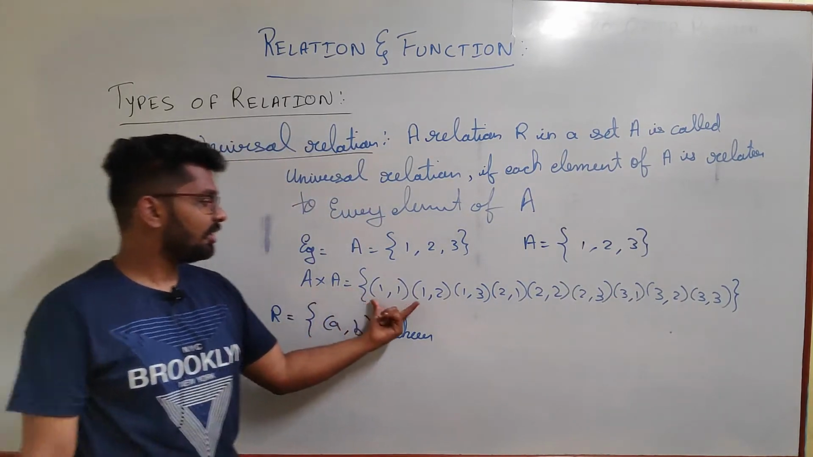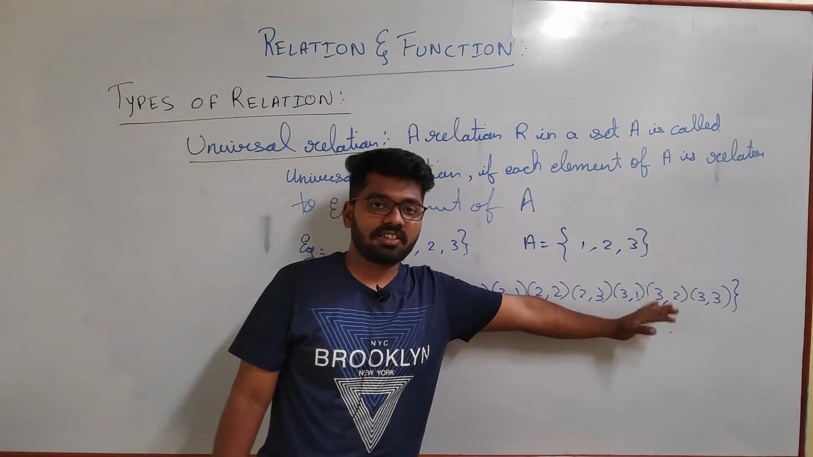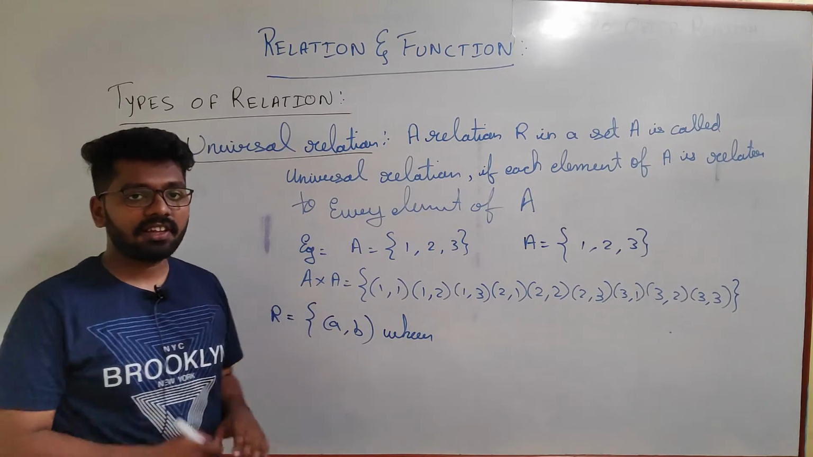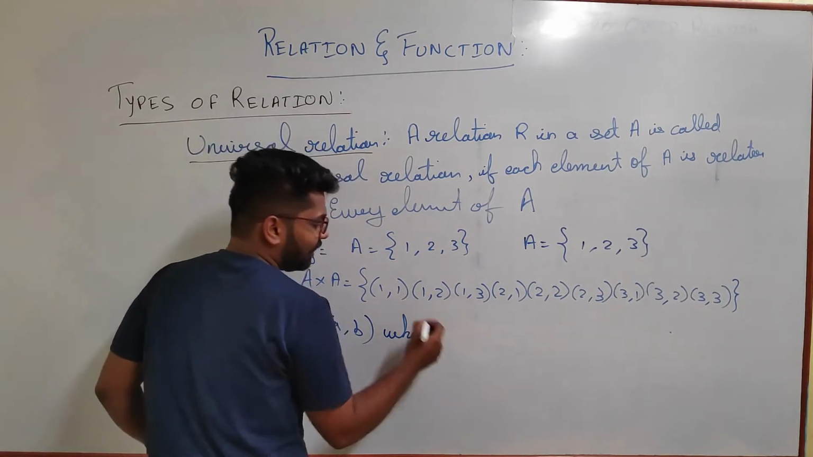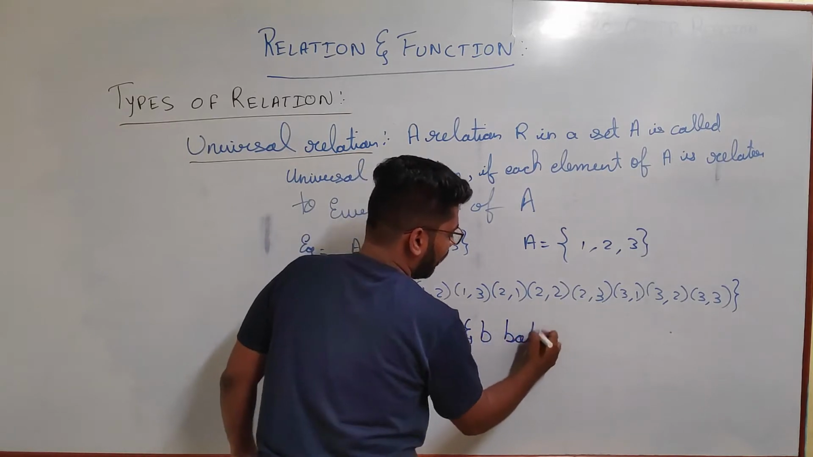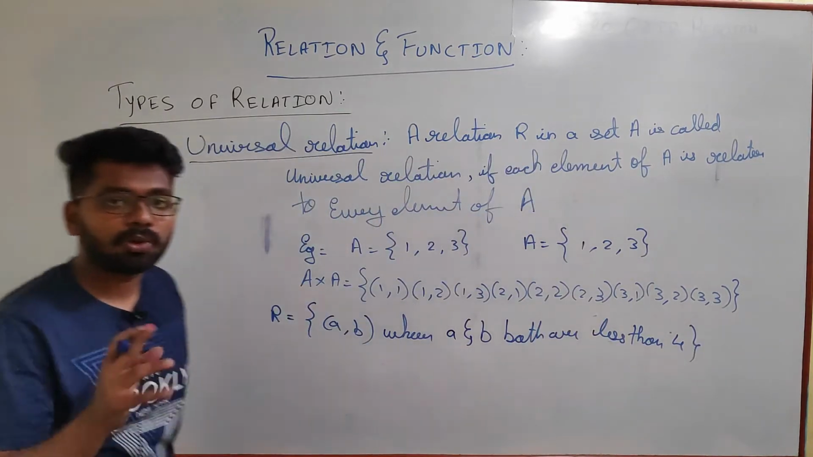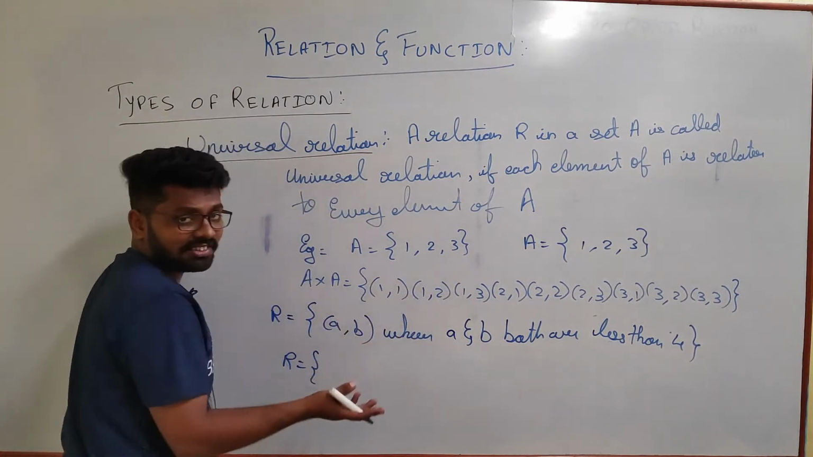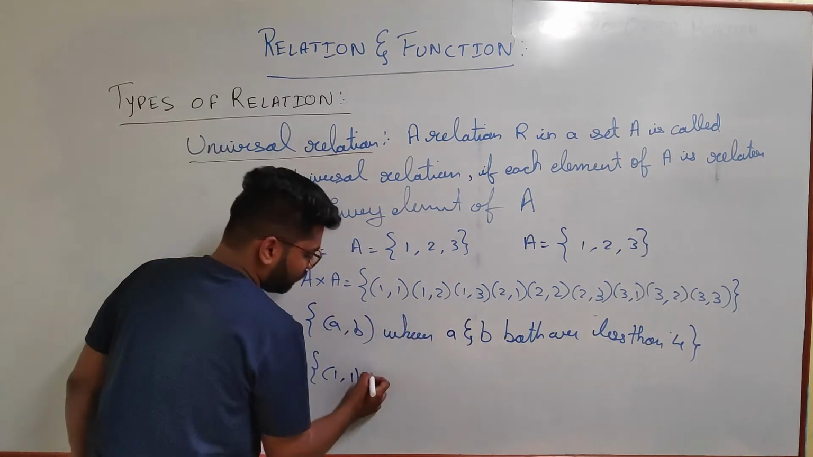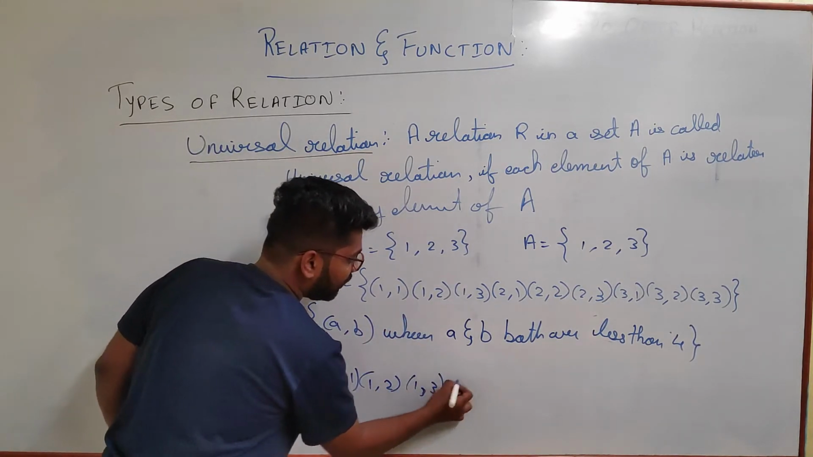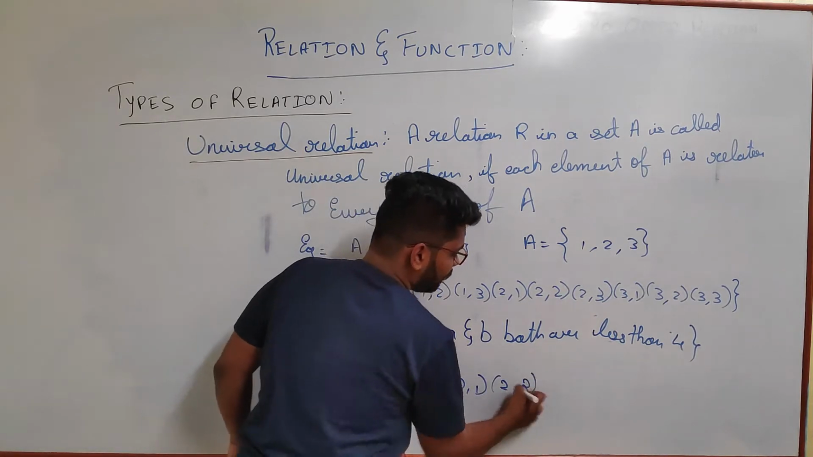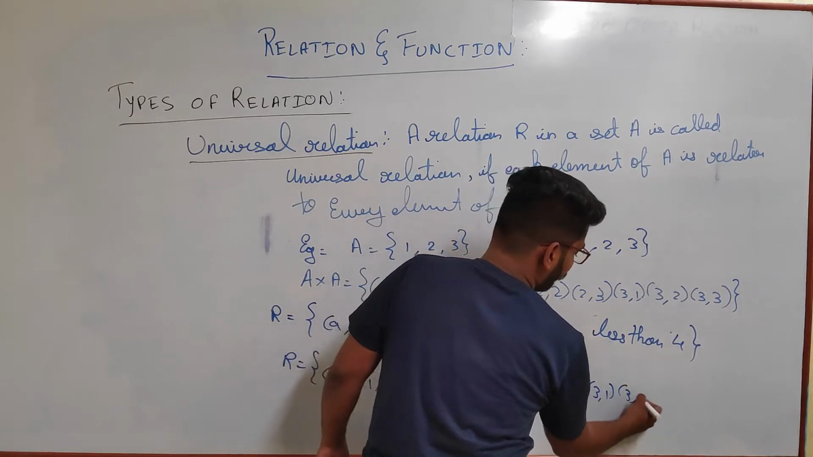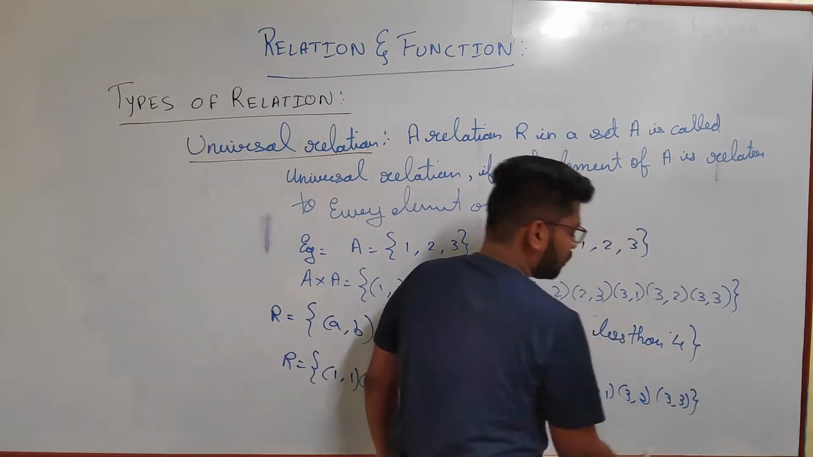So A cross B is nothing but I have taken the Cartesian product. Now the main part is defining the relation. I'm matching with the example. So R is equals to (a, b), where a and b both are less than 4. So stay with me. So R is equals to what now? 1 and 1 both are less than 4. So therefore (1,1) is included, (1,2) is included, (1,3) is included, (2,1) is there, (2,2) is less than 4, (2,3) also comes, (3,1) comes, (3,2) will also come, (3,3) will also come.